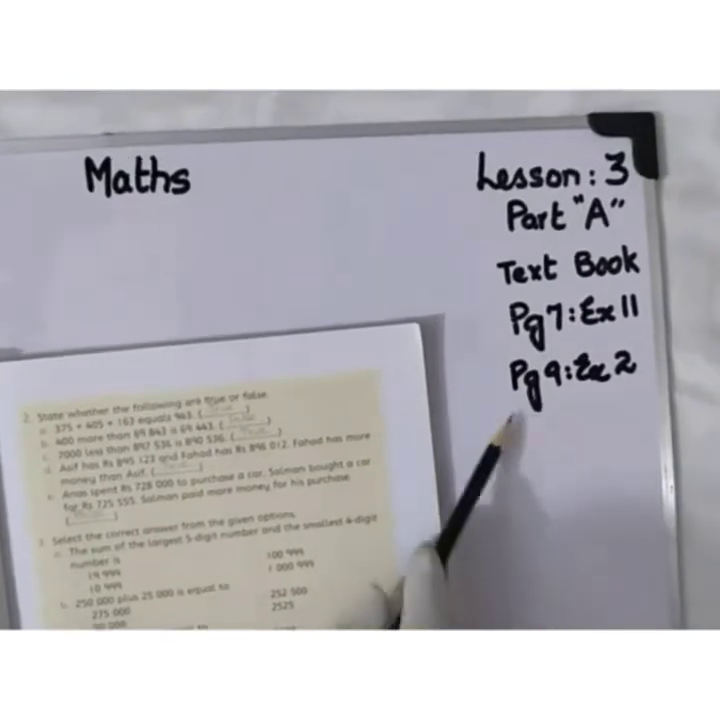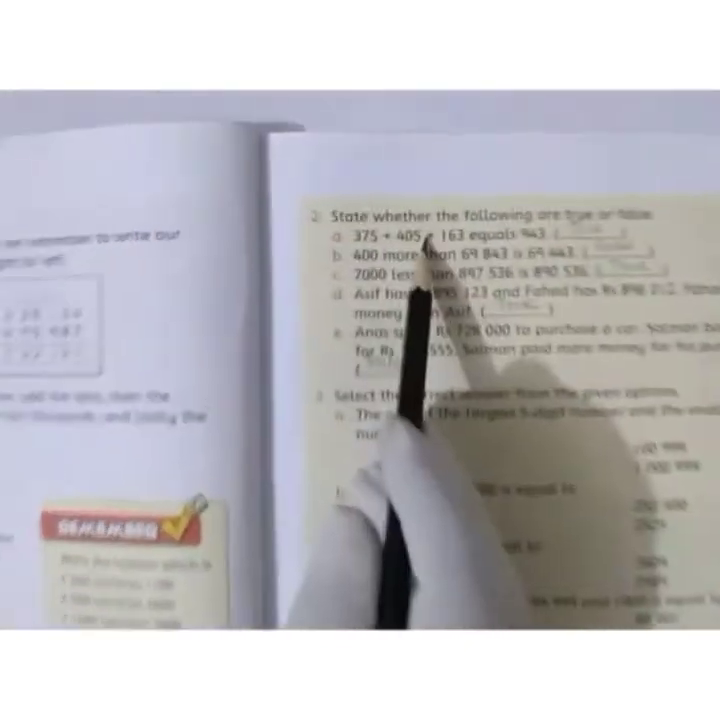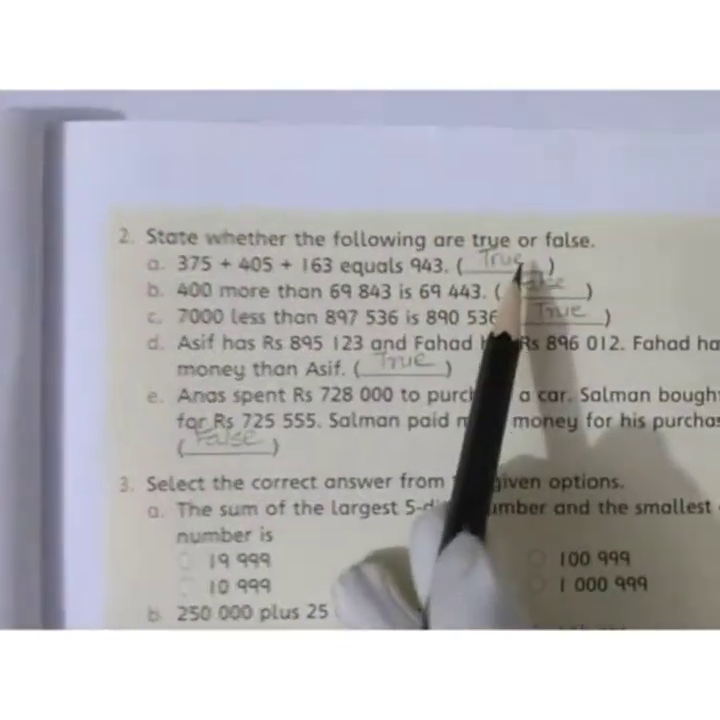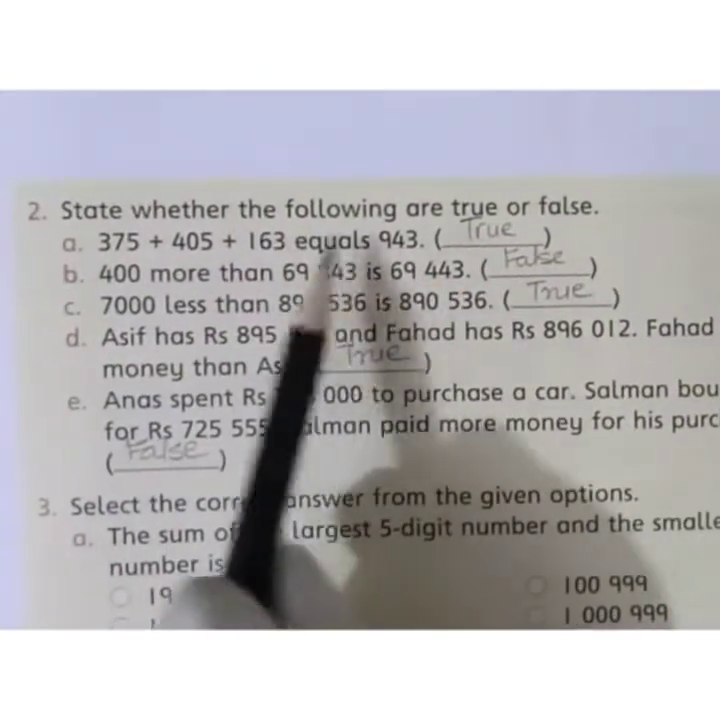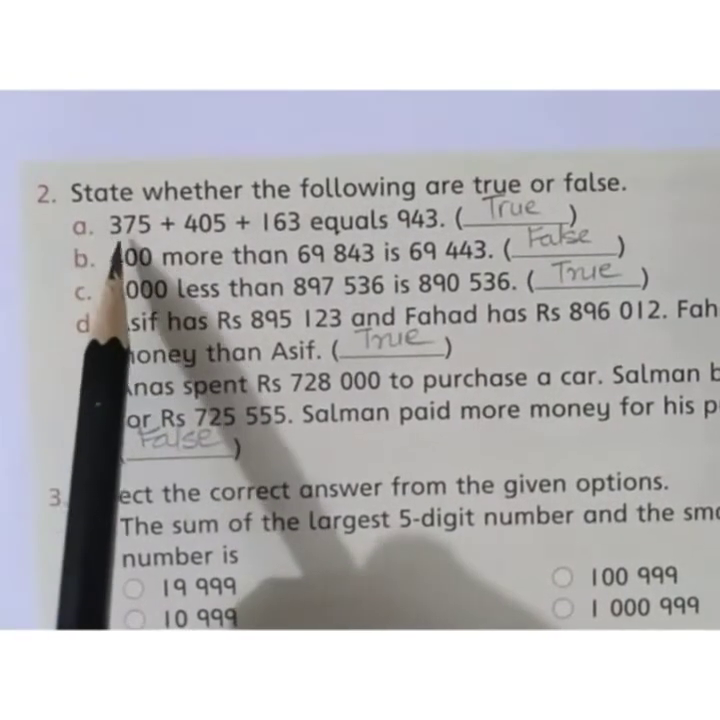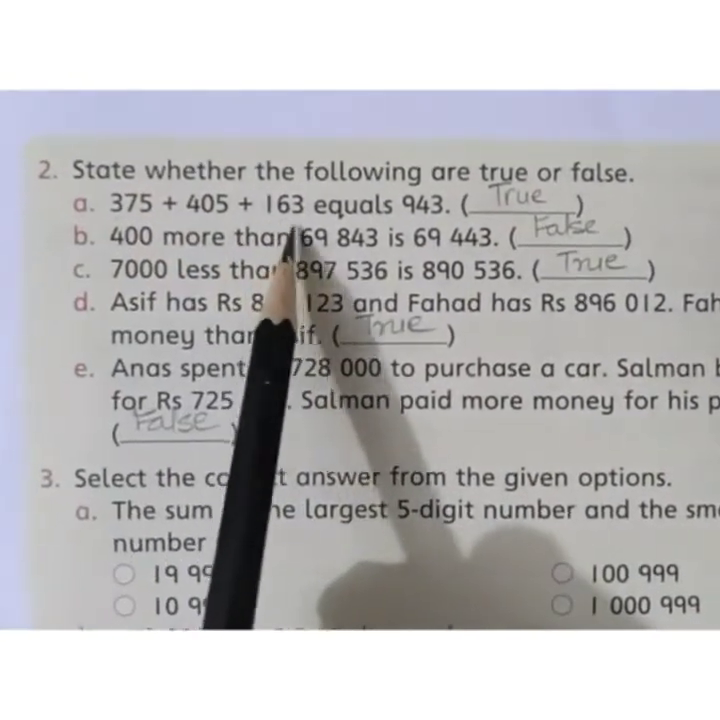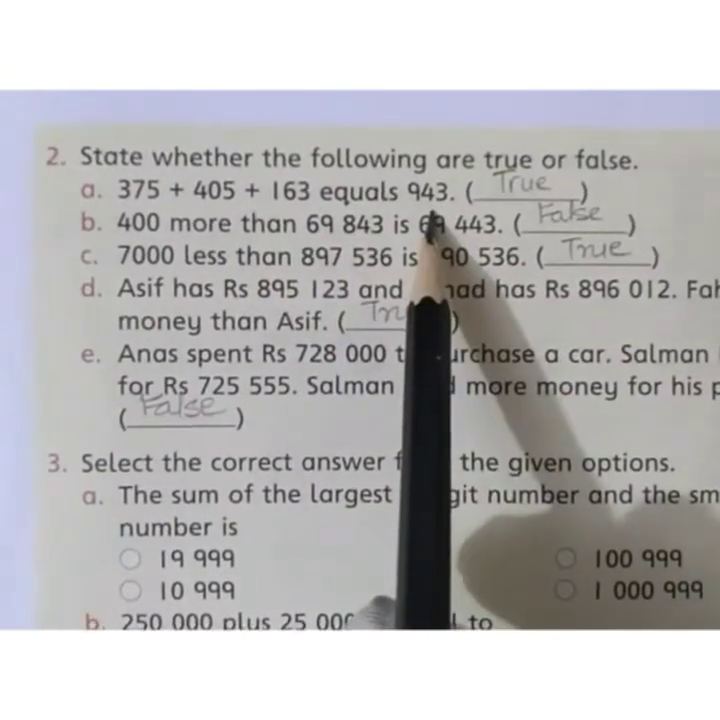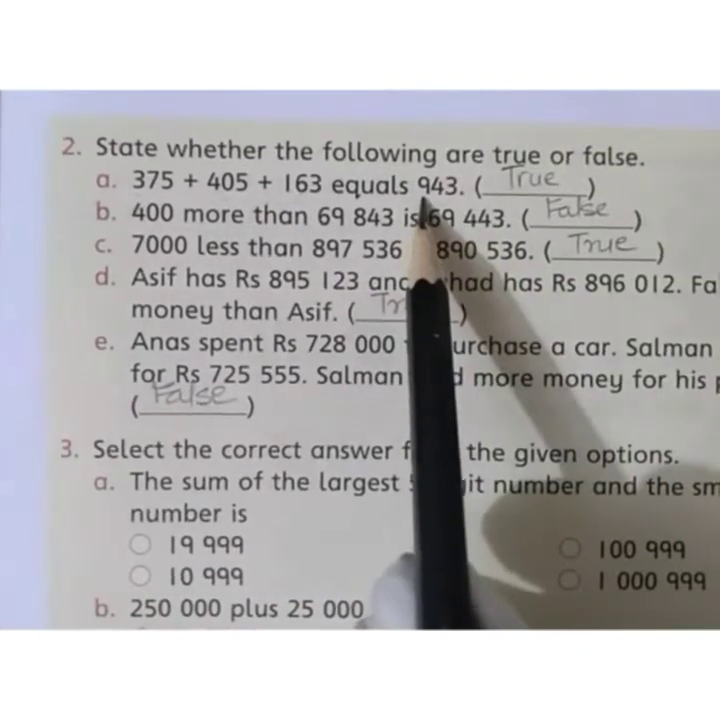Now students, open page 9, exercise 2. The question is, state whether the following are true or false. What we have to do? Write the statement is true or false. Part A, 375 plus 405 plus 163 equals to this. We have to add all these numbers and then the answer is 943.